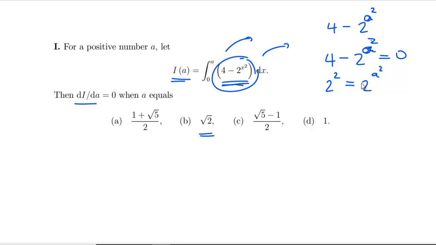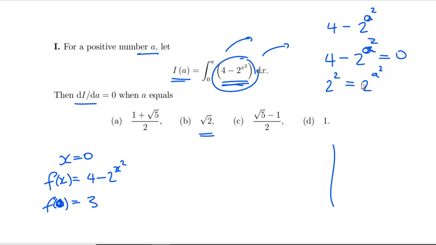Maybe look at the function. What does this function look like? And then see when we're maximizing the area. So we're going from 0 upwards because we've got positive a. So when x equals 0, if we're saying f of x is equal to 4 minus 2 to the x squared, then f of 0 is going to be equal to 4 minus 1. So 3, okay. So that's a start. So it's going through here at 3, and it's going to be decreasing as we increase our value of x.